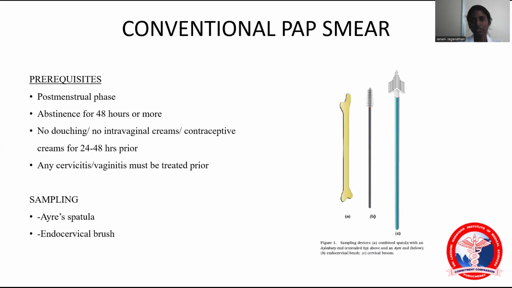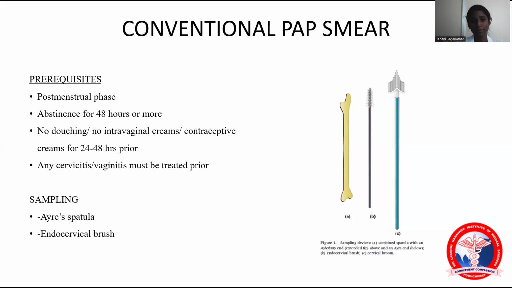This picture is showing the conventional pap smear. The right side picture is showing the Ayre spatula and cytobrush, which are used for taking the pap smear. Prerequisites: the pap smear should be taken in the post-menstrual phase of the menstrual cycle. Abstinence for 48 hours or more is essential. No vaginal douching or intravaginal creams or contraceptive cream should be used for 24 to 48 hours before taking the pap smear. Any cervicitis or vaginitis must be treated prior to taking the pap smear.